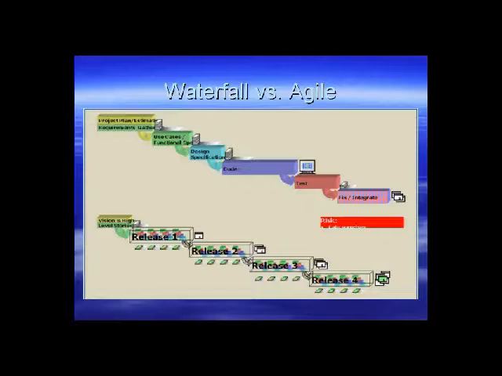This slide compares waterfall versus Agile models, with waterfall shown on the top. Waterfall consists of a series of phases where each phase flows into the next phase, like a waterfall. These phases are worked on independently and serially, meaning the next phase isn't begun until the current phase is completed, approved, and signed off.